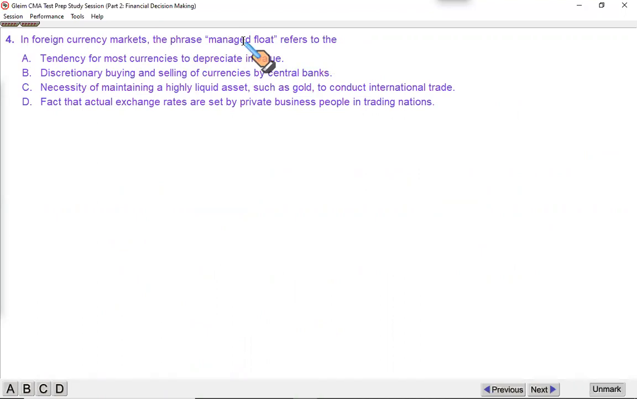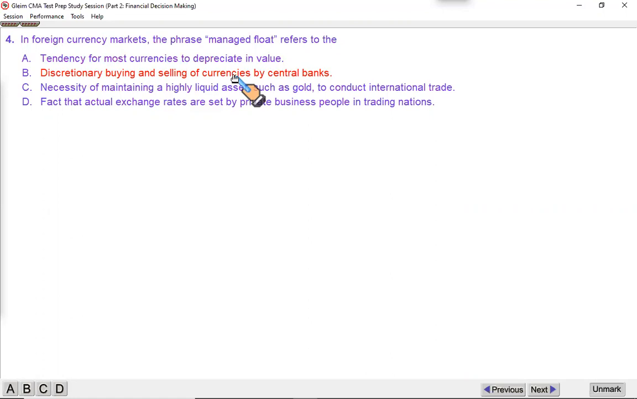central bank, like the State Bank of Pakistan, Reserve Bank of India, or Federal Reserve in the US. They intervene in the market to fix the exchange rate within a narrow band, right? So the tendency for most currencies is to depreciate in value. This is not free float. It is the discretionary buying and selling of currencies by the central bank. How does the central bank control the exchange rate? It is through discretionary buying and selling.